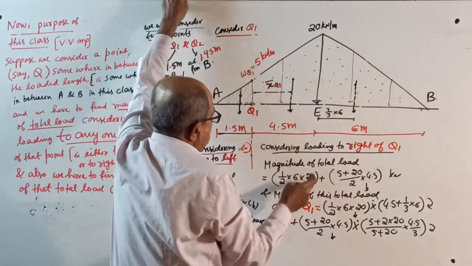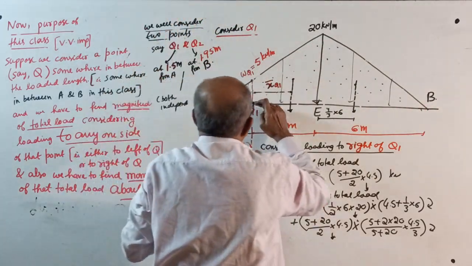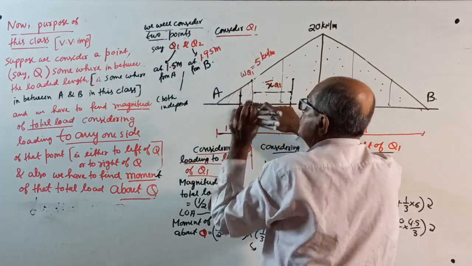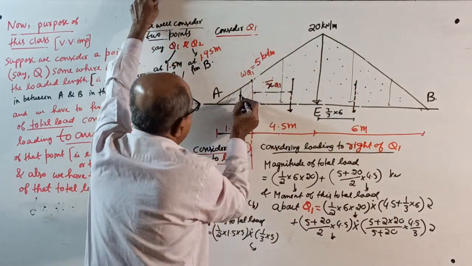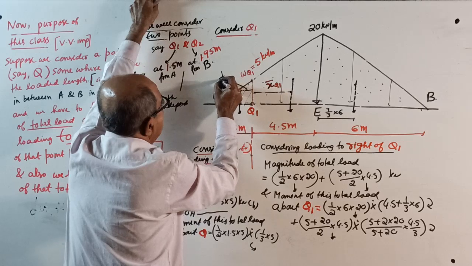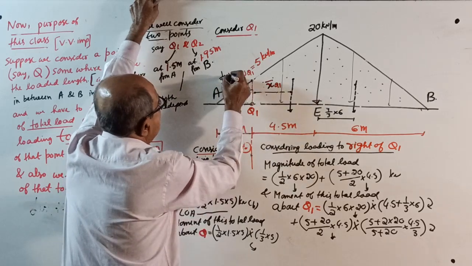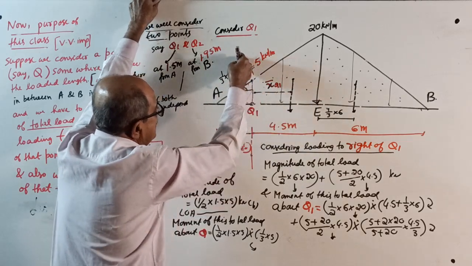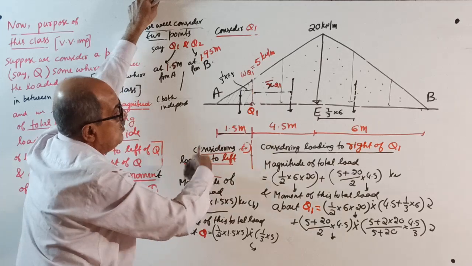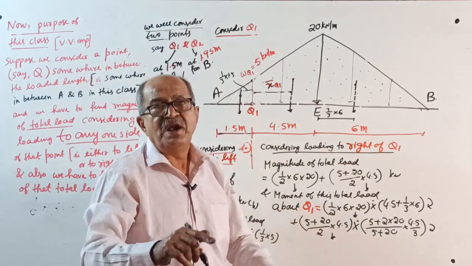This is the trapezium. So if I look at the left side, total load equals half into 1.5 into 5. Line of action will be, you write here, 1 by 3 of 1.5. So moment will be the total load into 1 by 3 of 1.5. I wrote here, anti-clockwise.